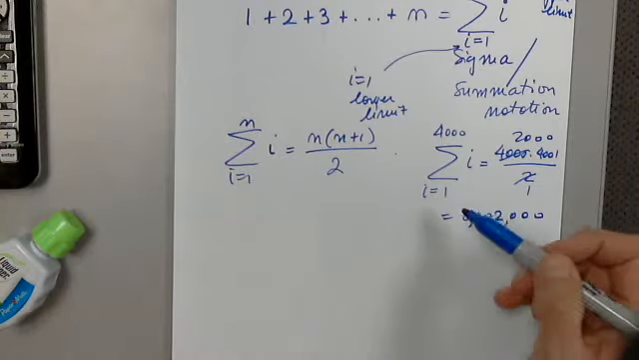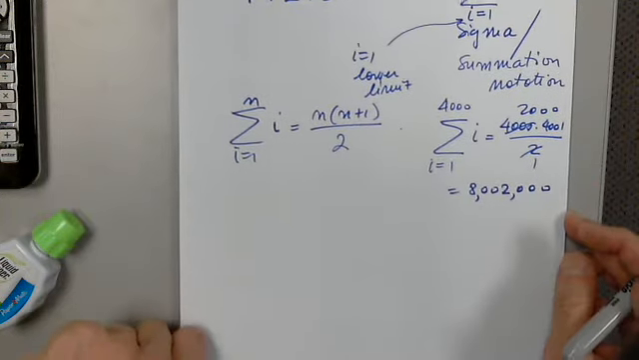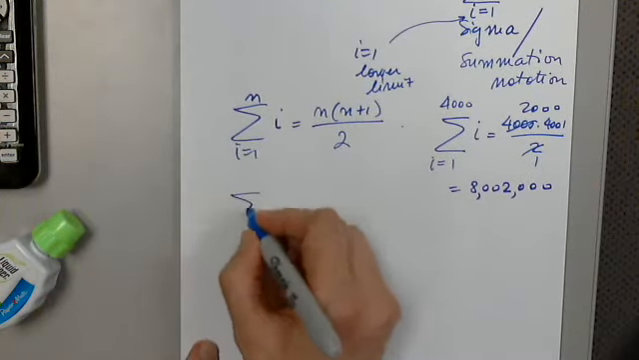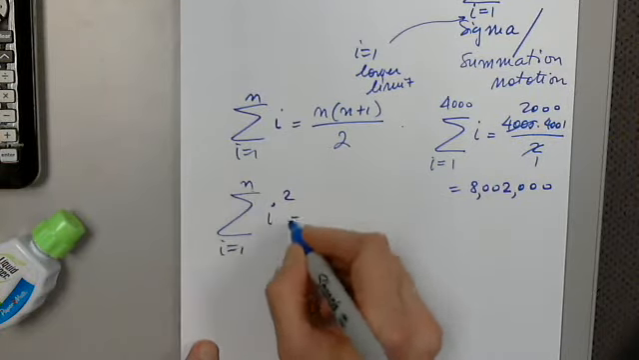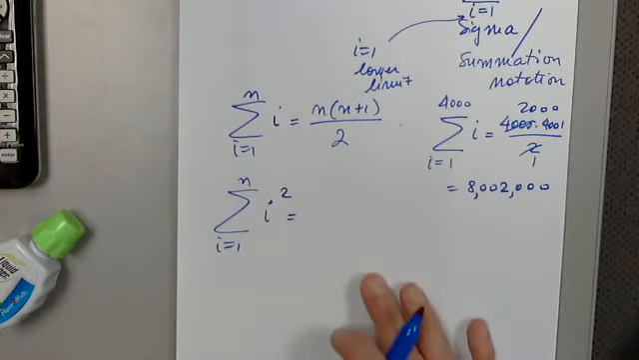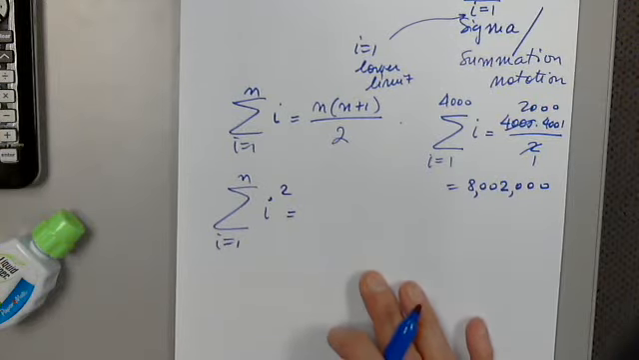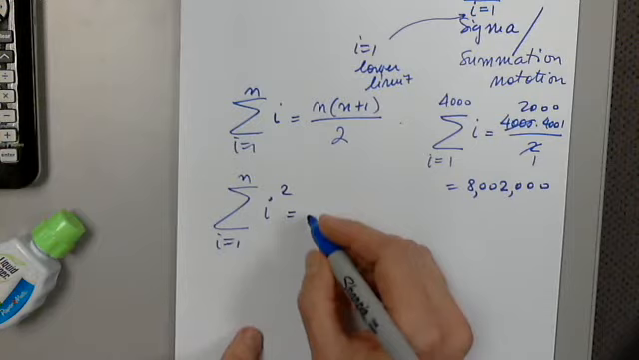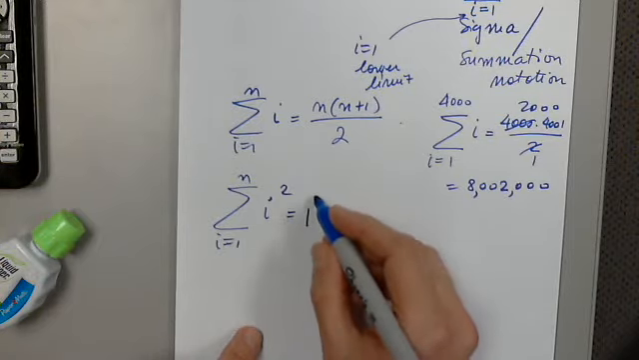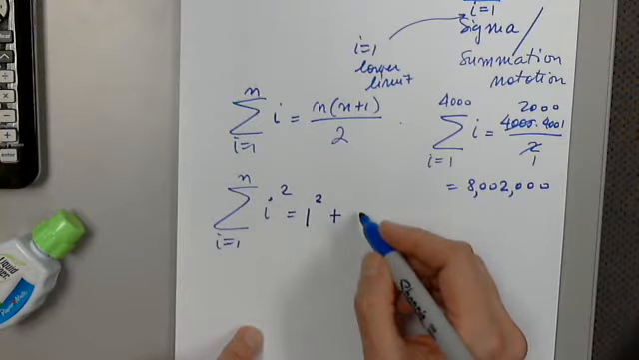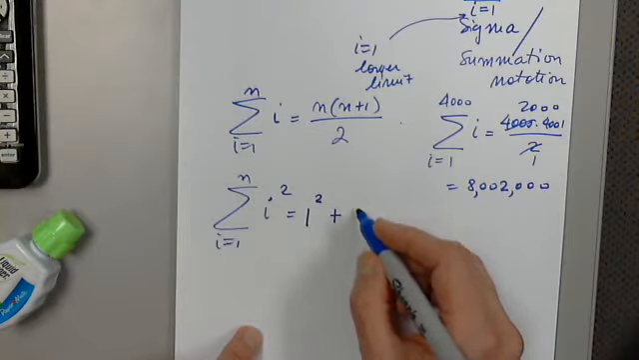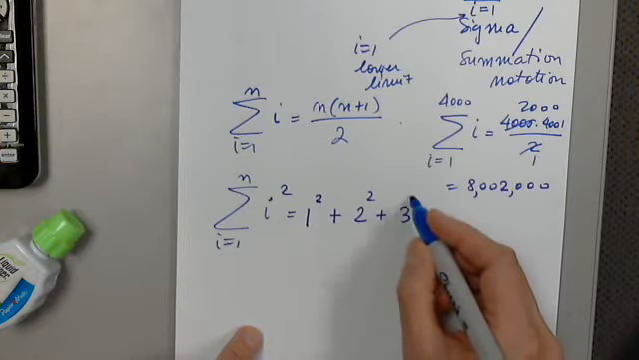You can do anything you want. Okay, what about this? If I want to add i squared from i equals 1 through n, can anyone give us a few terms? The first 3 terms, let's say, and the last one? 1, 2 squared, 3 squared, n squared.